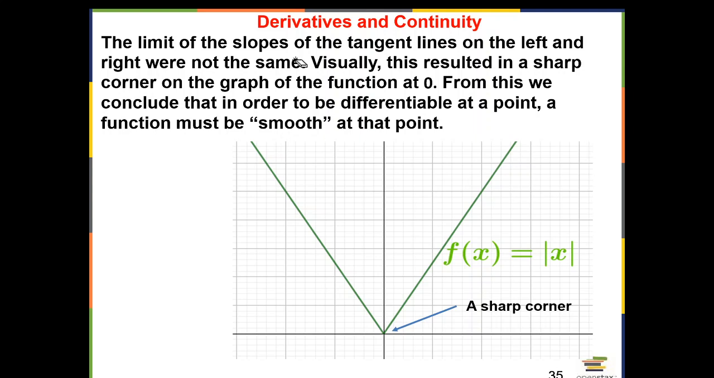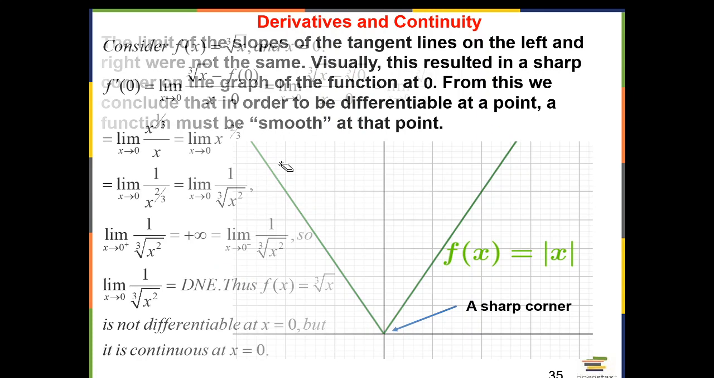So now we learn that if a graph has a sharp corner, right? This is a sharp corner. We could also have a graph that has a cusp like that. That's a cusp. So at sharp corners and cusps, the derivative does not exist. From the graph of a function, we can tell where we have points where the derivative does not exist.